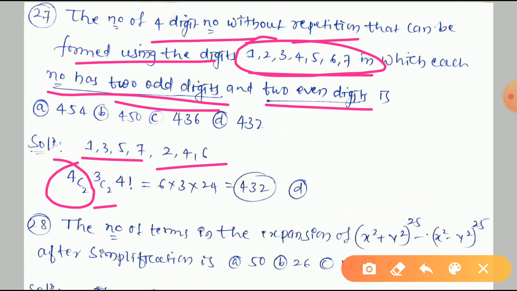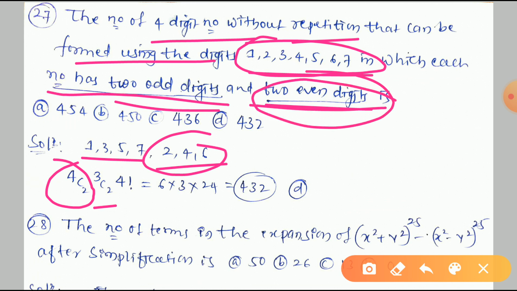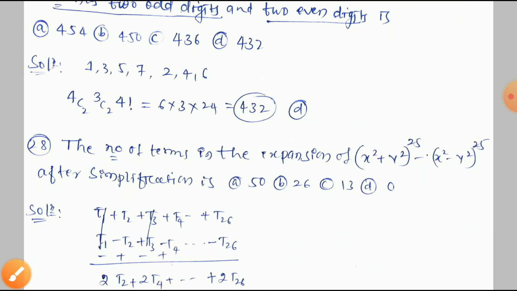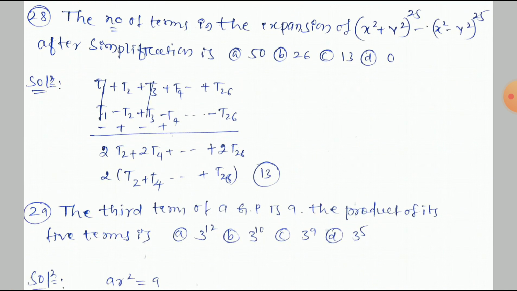Similarly, three even digits are there, but out of three, we consider two even digits, 3c2 into 4 factorial, because our aim is to find the number of four digit numbers. Therefore 4c2 is equal to 6 and 3c2 is equal to 3 and 4 factorial is equal to 24, and after simplification we get 432. Therefore the right choice of this question is D, that is 432.